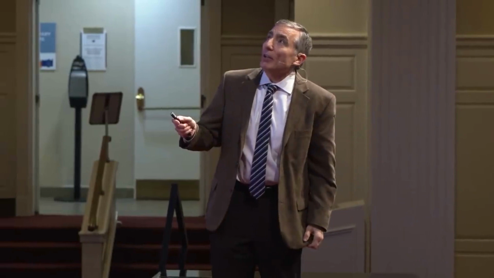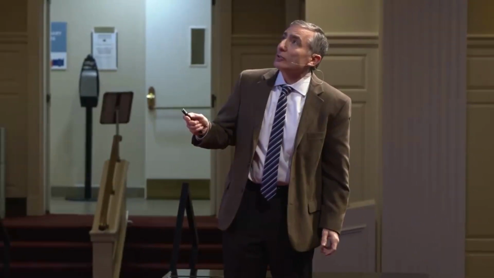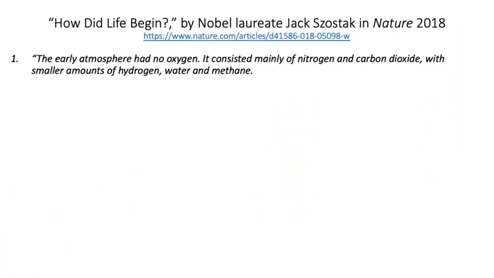This guy is Nobel laureate Jack Szostak. Here's what he writes on how did life begin. Let's go through it. I'm interested in it. How did life begin? I mean, the guy's a Nobel Prize winner. He must know. The early atmosphere had no oxygen. It consisted mainly of nitrogen, carbon dioxide with smaller amounts of hydrogen, water, and methane.